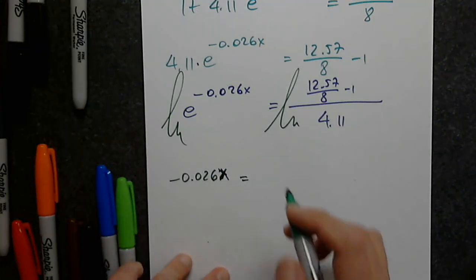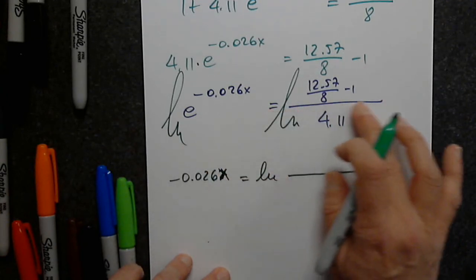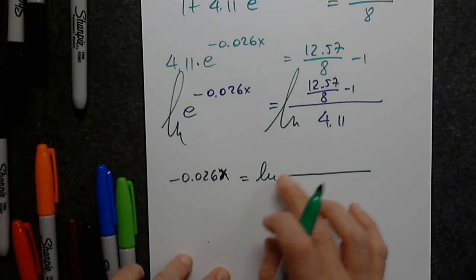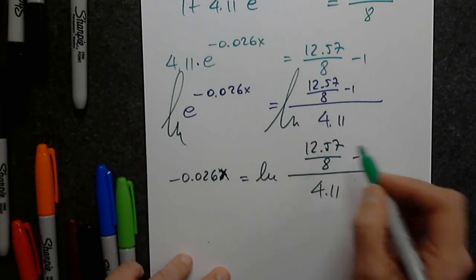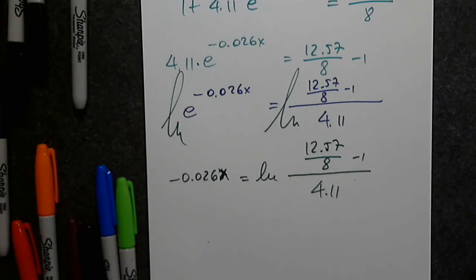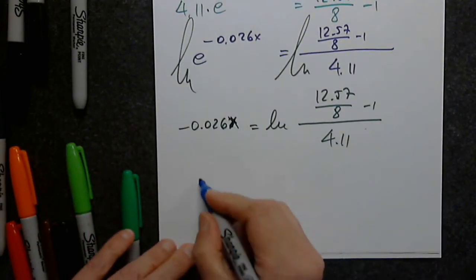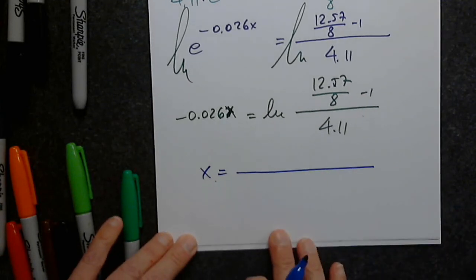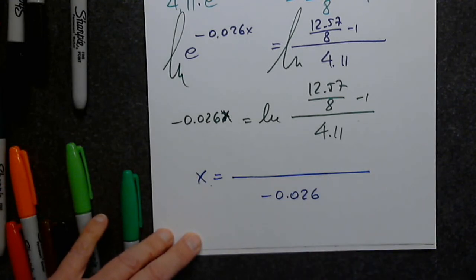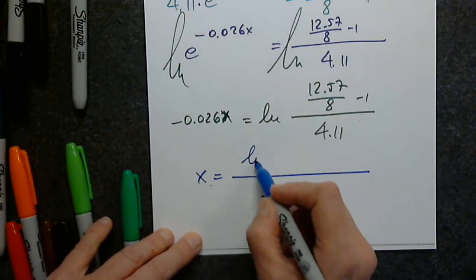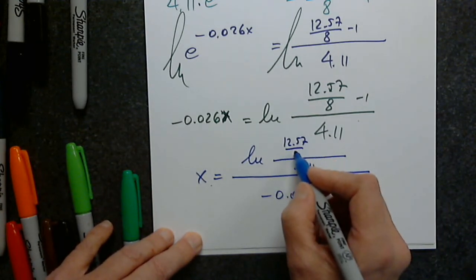Equals natural log. See, the fraction line is lined up with the equal symbol. Natural log in front, 4.11, and the numerator is 12.57 over 8 minus 1. So now the final step, I divide both sides by this number. So now I have the equal symbol and the fraction line also lined up, and I divide by 0.026, and all this is in the top. Be very careful because these are very important steps. 12.57 over 8 minus 1.